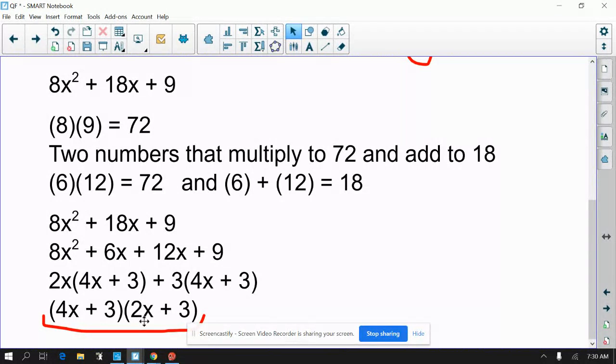Well, 4x times 2x is 8x squared. So that's good. 3 times 3 is 9, which is what I needed here. Now, do I get 18x in the middle? Yes, you do. If you multiply the outer two, 4x times 3, that's 12x. And 3 times 2x is 6x. And 12x plus 6x is 18x.